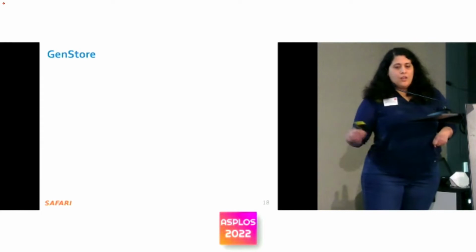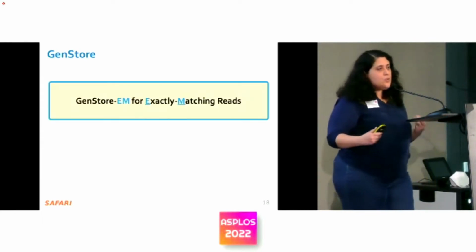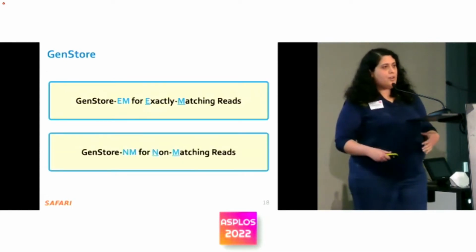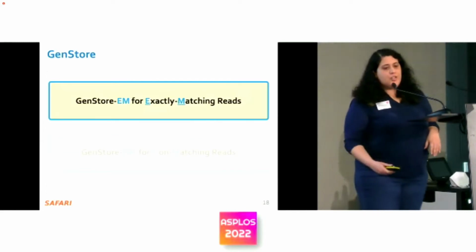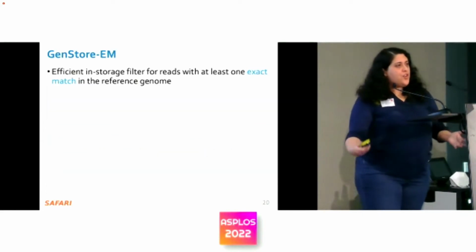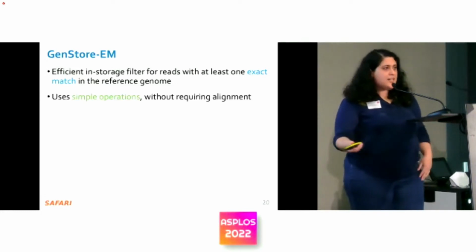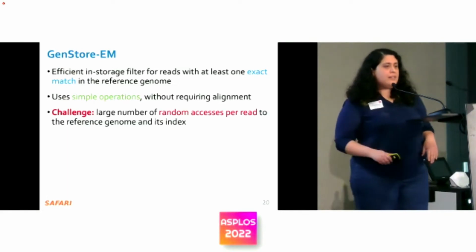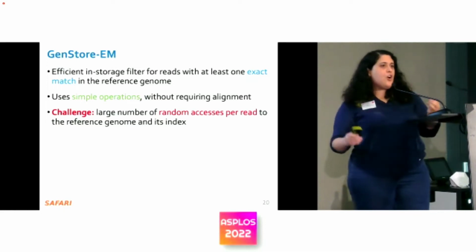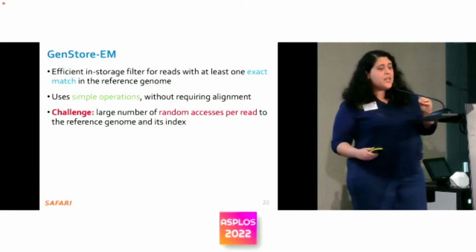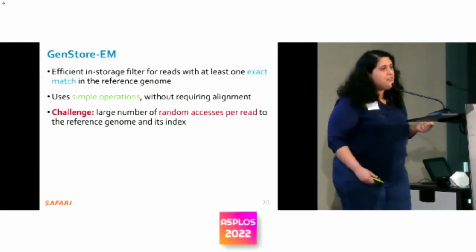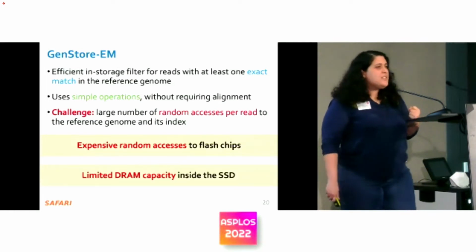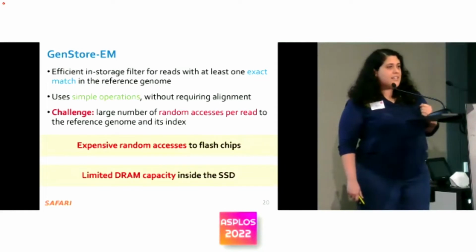So for that, we introduced 2 simple in-storage filter designs, GenStore EM for exactly matching reads, and GenStore NM for non-matching reads. Let's take a closer look at GenStore EM. So GenStore EM is an efficient storage filter for filtering exactly matching reads inside the SSD using simple operations and without requiring expensive alignment. But it is very challenging to find these reads in the SSD because of the large number of random accesses for various k-mers within each read. And that is challenging in NAND flash-based SSDs because of expensive random accesses to the flash chips and the limited DRAM capacity which exists inside the SSD.